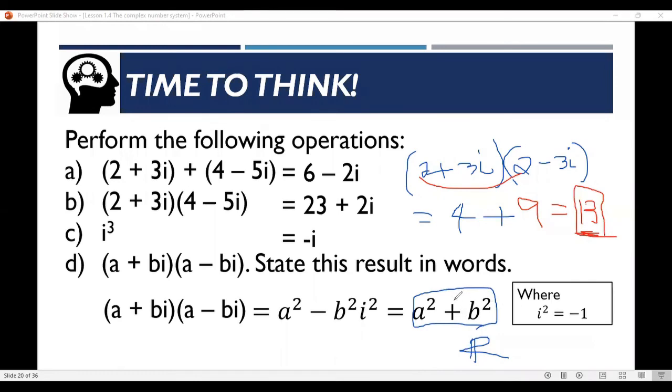Okay? Ayan. Kailangan lang, conjugate. So, pag hindi conjugate, hindi natin makukuha yung real number. Pwedeng meron yung imaginary part. Nangyayari lang yun sa conjugate.